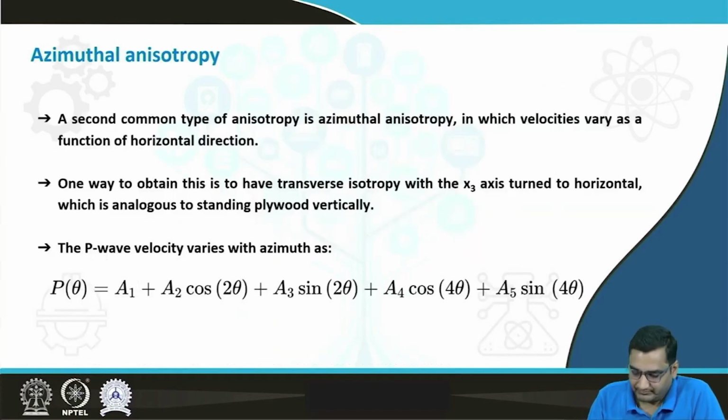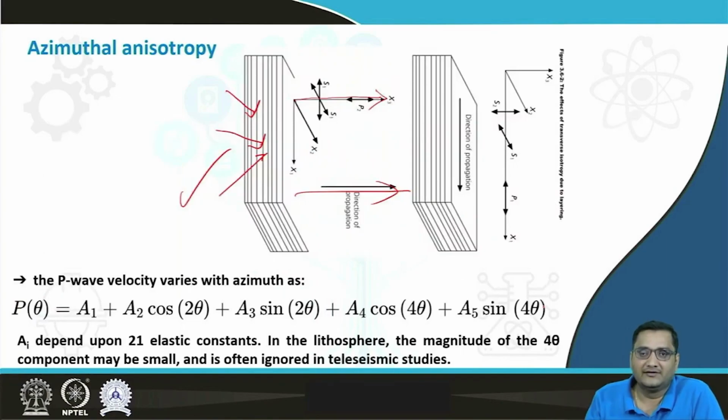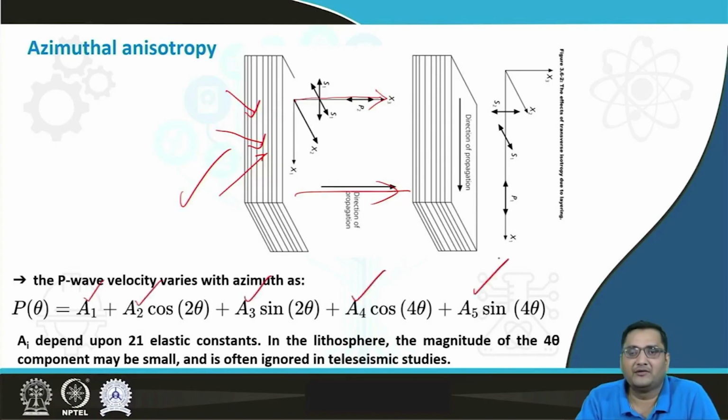And the P velocity varies with azimuth as this, which depends upon the value of the azimuth, theta, that is equal to a1 plus a2 cos 2 theta plus a3 sin 2 theta plus a4 cos 4 theta plus a5 sin 4 theta. And this 4 theta component is very small and is often ignored in teleseismic studies. And the values of a1, a2, a3, a4 and a5 depend upon the 21 elastic constants that basically generate the anisotropy in a material.